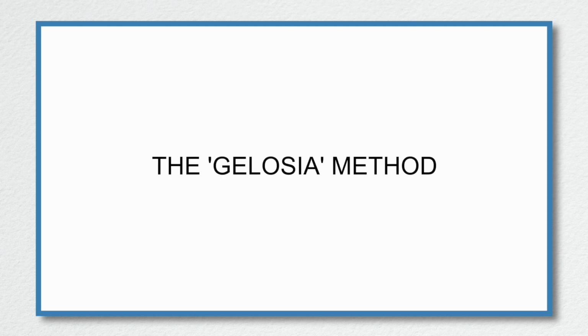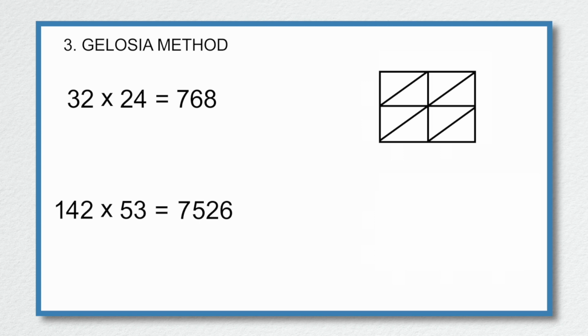Now let's deal with the last method, which is the Gelosia method. Again, this method involves a grid. There's also diagonals across each of the boxes. So we've got 32 multiplied by 24. And again, we've got a 2 by 2 grid. So along the top edge, I'm going to write 32 like so. And down the right-hand side, and it has to be the right-hand side, I'm going to write the 24.